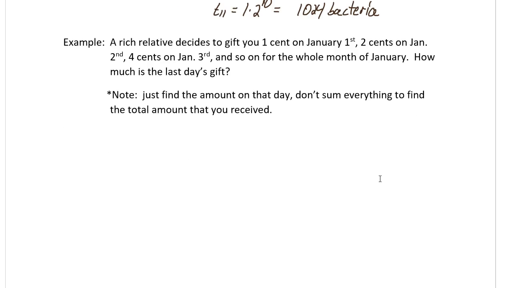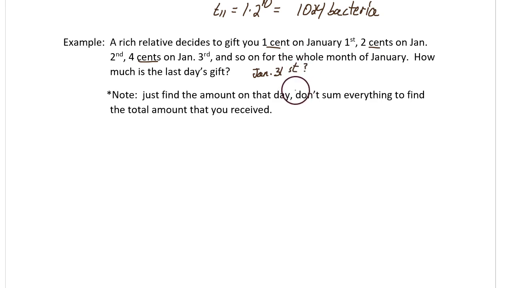Next example. A rich relative decides to gift you 1 cent on January 1, 2 cents on January 2, 4 cents on January 3, and so on for the entire month of January. How much is the last day's gift? So how much do you receive on January 31st?